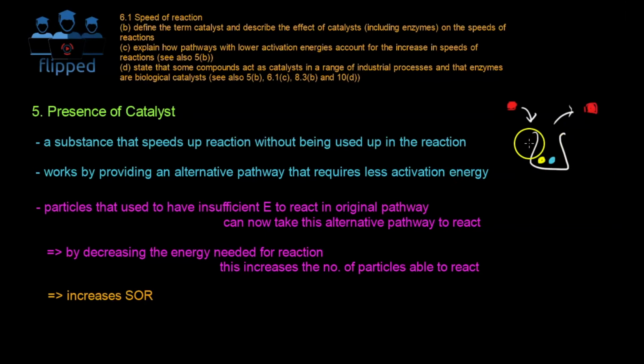And this is how they can go about their reaction. So that's why we say it decreases the energy needed for the reaction, by providing an alternative pathway. This increases the number of particles being able to react, and hence we increase the speed of reaction.